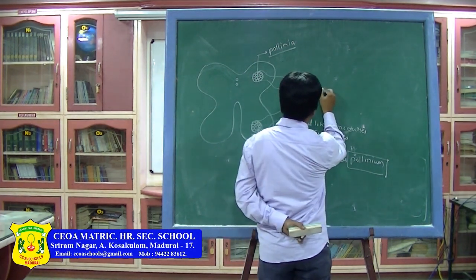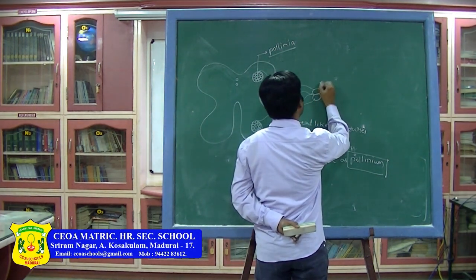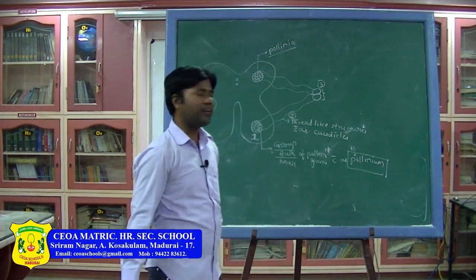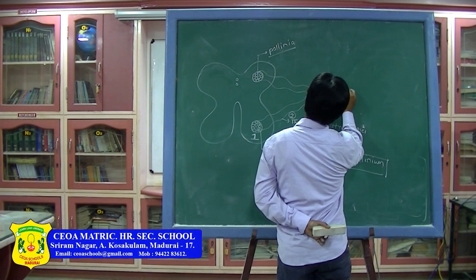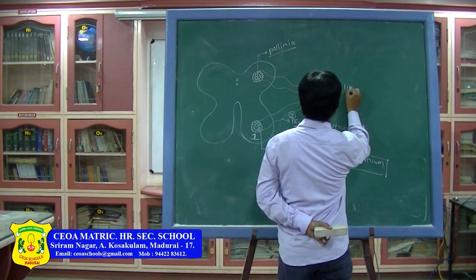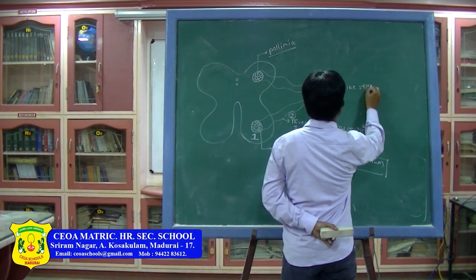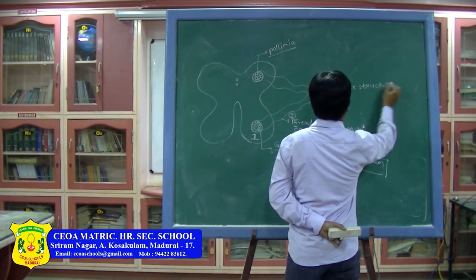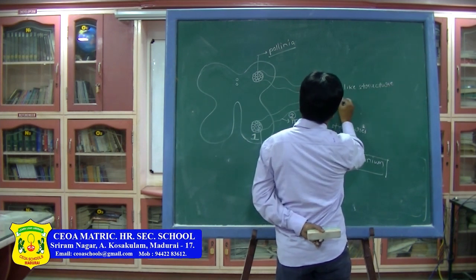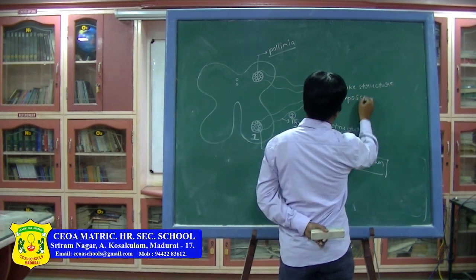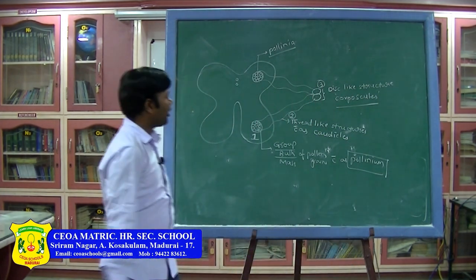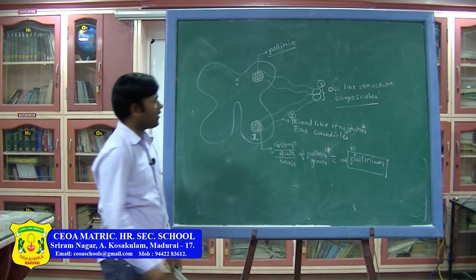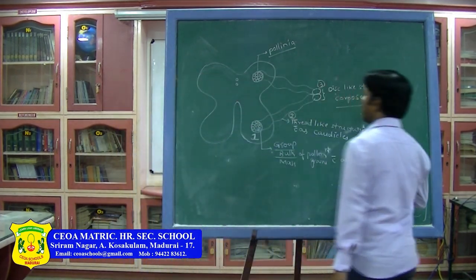So for this disc like structure I am giving a number. What is the shape? Disc like structure. For the disc like structure, what we are calling? Corpuscles. Now how many structures are present in this? There are 3 present.